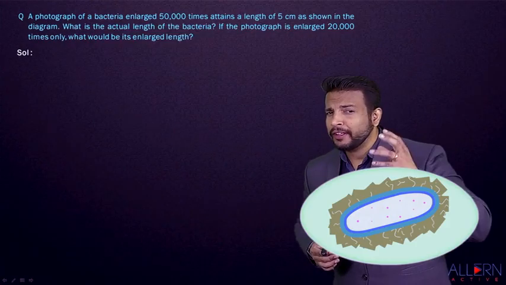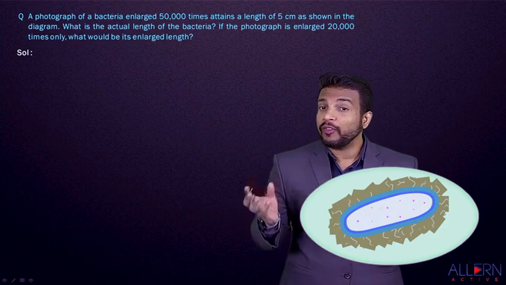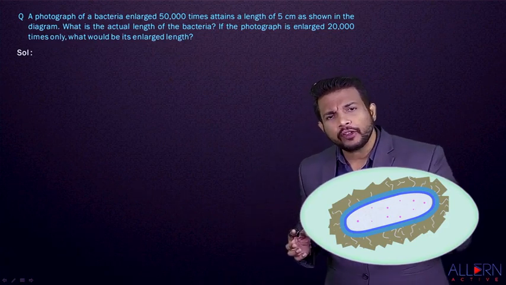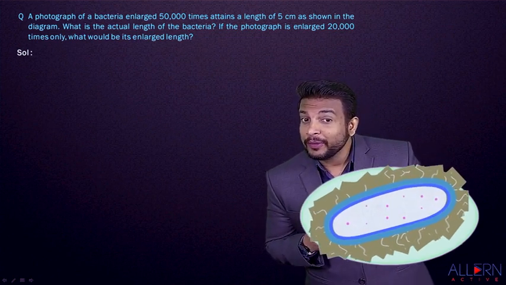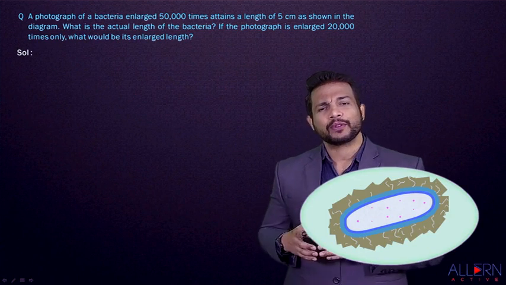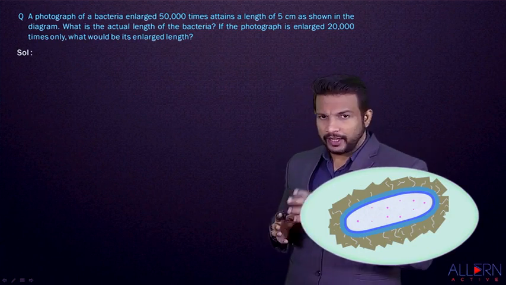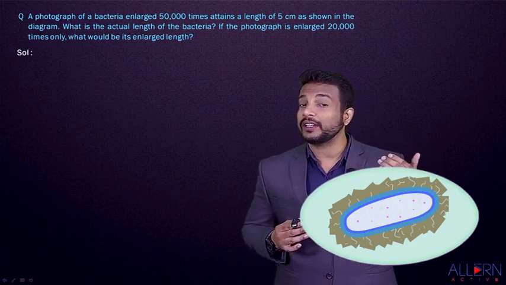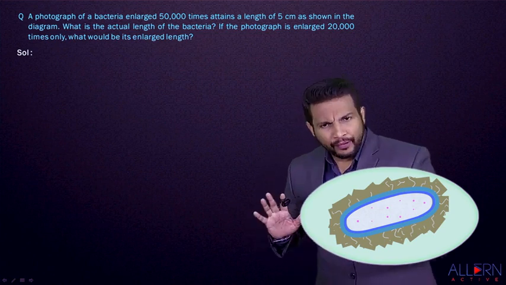Let's do a beautiful sum. It is a very interesting one and very easy one. The sum says that a photograph of a bacteria enlarged 50,000 times attains a length of 5 centimeter, as shown in the figure. It is attaining a length of 5 centimeter when it is enlarged 50,000 times. This big it becomes, right? What is the actual length of the bacteria? That's the first question they ask. The second question is, if the photograph is enlarged 20,000 times, what would be its enlarged length? That we'll find later.